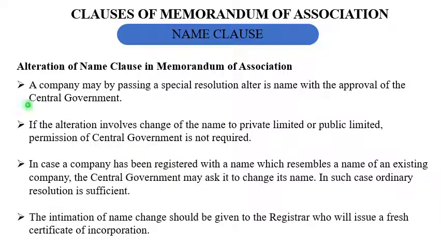अगर company का name same है किसी existing company के साथ, then the company can change its name by passing an ordinary resolution, and the company must inform the registrar about the change in the name clause, so the registrar will issue the new certificate of incorporation. Now the next one is what?